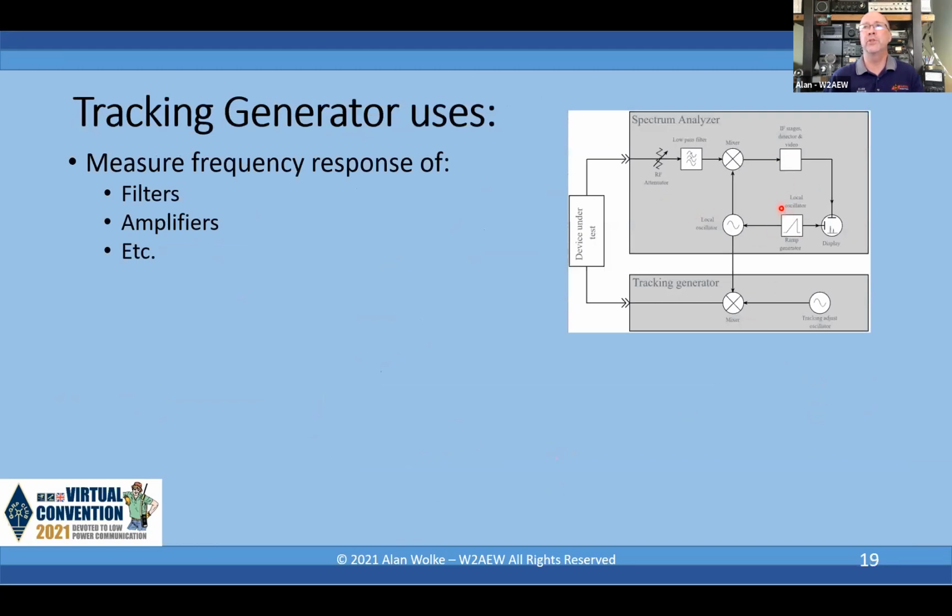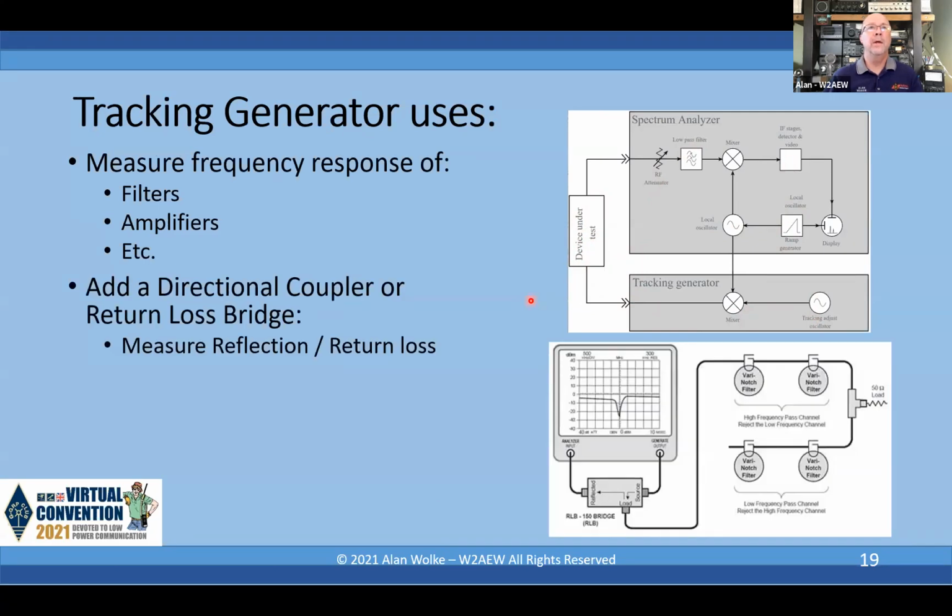So here's our simplified spectrum analyzer and the tracking generator, and we've got our device under test. That device could be an amplifier, could be a filter, something like that. Could be a hunk of coax to look at loss of the coax over frequency, for example. So it could be anything that you want to check the frequency response of.